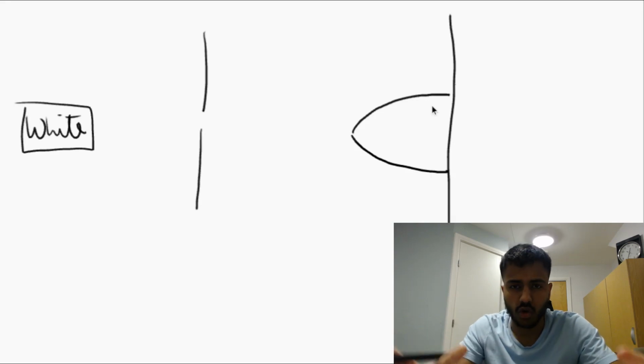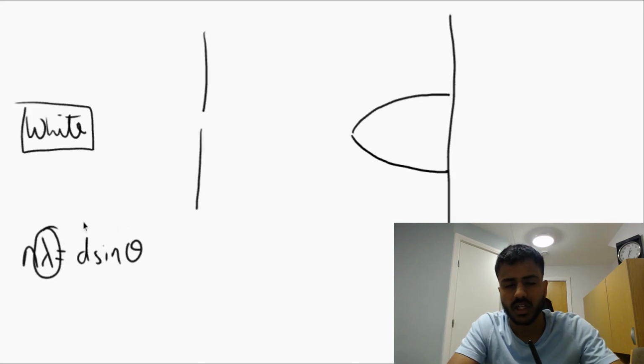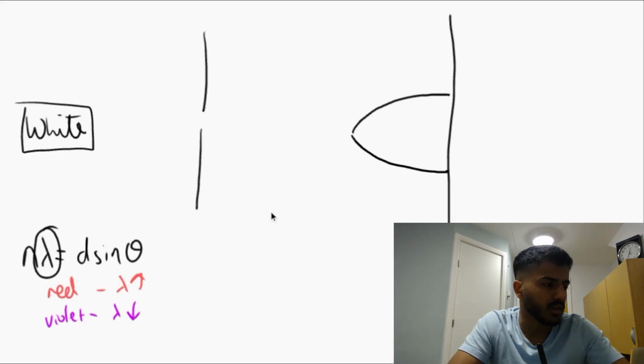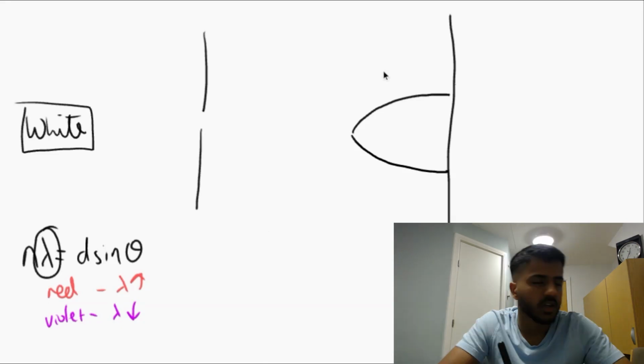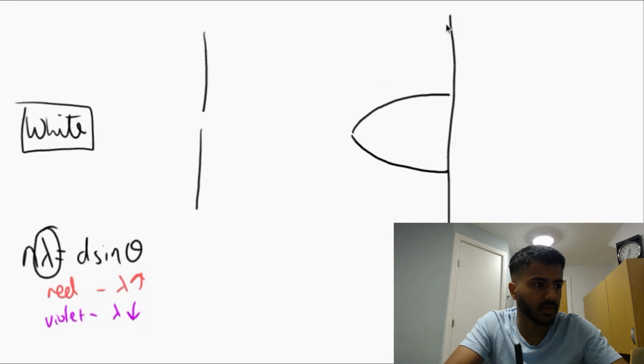Now, as I said before, white light constitutes all the different colors of wavelengths. And remember, for our equation for single slit, we have n lambda equals d sine theta. White light constitutes a various range of lambda values. So red light has a longer wavelength and violet light has a shorter wavelength. As you can see, if we increase the value of lambda, we're going to see a larger angle because lambda is directly proportional to sine theta. So what you're going to see is for every maxima other than the central one, red light is going to be found furthest away and violet light is going to be found closer to the middle.